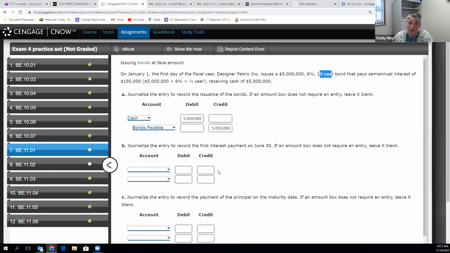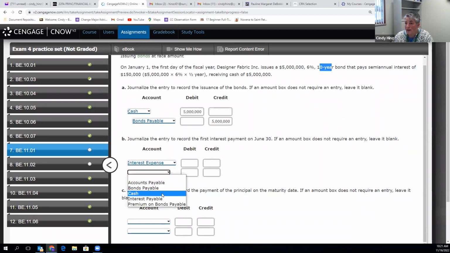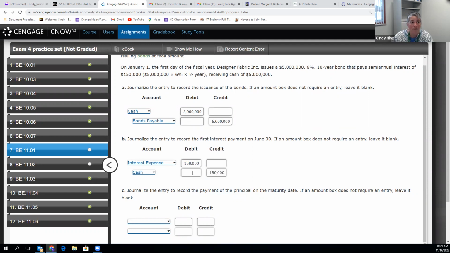Because there is no premium or discount, it makes journalizing the interest payment simpler as well, because the interest expense that we report is going to be exactly the amount that we pay. And so that calculation for simple interest has already been done for us. It's $150,000. We report it as expense, and that's how much we pay.